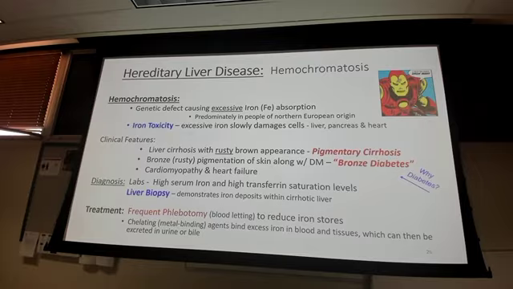If it gets into the pancreas, it can destroy those beta cells which make insulin, so you can become diabetic as well. They call that bronze diabetes. Somebody who has a weird pigment to them and is diabetic, we call that bronze diabetes, from the iron causing that damage. It can also cause issues with the heart and cause heart failure. When you run labs on these people, they're going to have a high serum iron level. I hope that makes sense. They have too much iron in the blood.